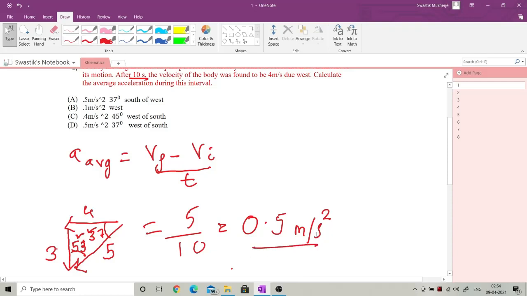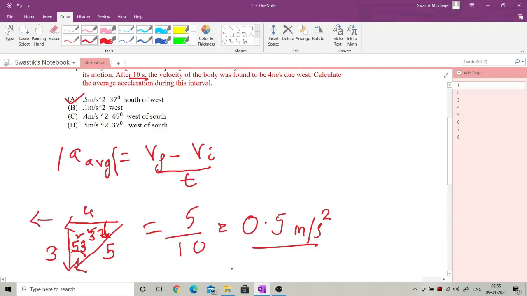Now we also have to specify the direction. This is the magnitude of a, and the direction is not specified here. The direction is 37 degrees south of west. Now what is this? This direction is west, and this is 37 degrees south of west. So option A is correct.